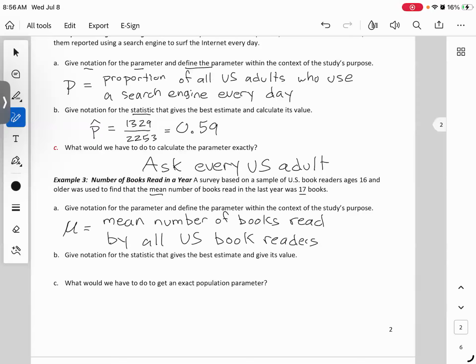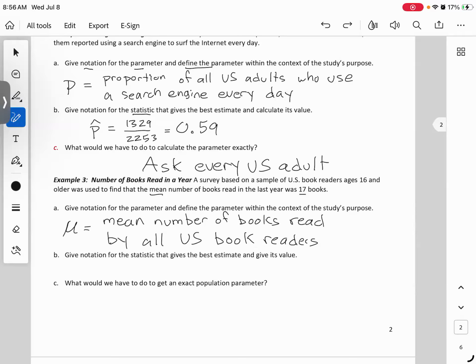Now, the things you need to make sure that you mention here is whether the study was trying to do a population or whether the study was trying to do a mean. Do not forget to put those two words in there. The other thing also is, do you have to say all? You don't have to say all, but I think it's a safe word to use because again, don't put in here that they were trying to estimate or wanted to know something just about the people in the sample. No, their big goal was to know something about all of the US adults or all of the book readers.